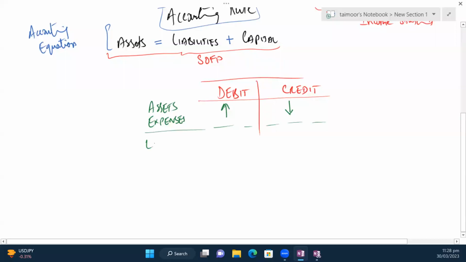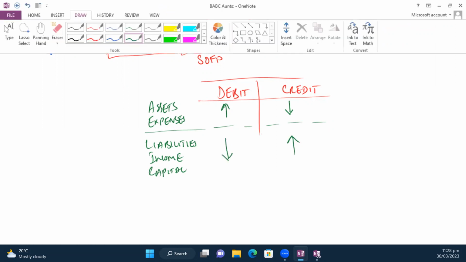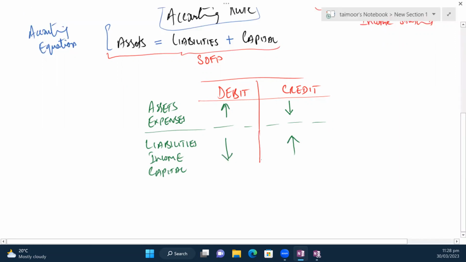उसके बाद liabilities, income, and capital. They share the same rule, which is when they will increase, they will be posted on the credit side, and when they'll decrease, they'll be posted on the debit side. So for liability, income, and capital, they have a same rule. Assets and expenses have a same rule.